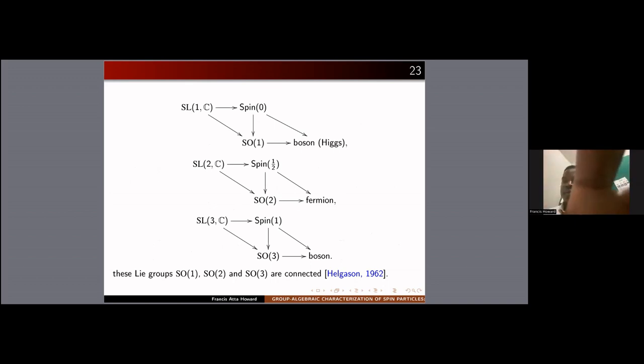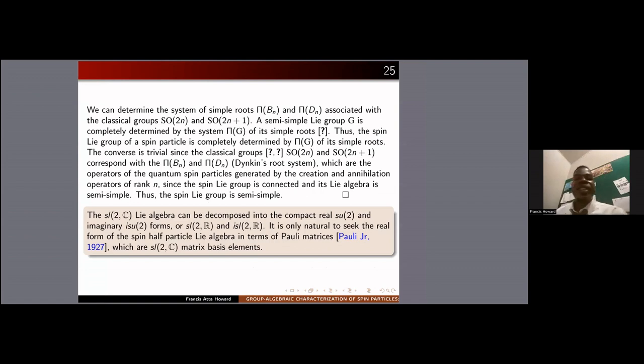Welcome. So from then, we have observed that the SL, the Lie algebra of the special linear group, can be decomposed into the compact real forms. That is the SU2 Lie algebra and the imaginary form, the iSU2, or the SL2 real form and the i of the SL2. The SL2 real form is the special linear group of order two, which is real, having real dimensions of real matrices. Then the complex form is the SL2C. Pauli was able to look at this structure to get his matrices. I am interested in looking at the real structure of a spin half. It is true Pauli got his inspiration from this, but I'm interested in the real form of these structures, which have been done in Lie groups.